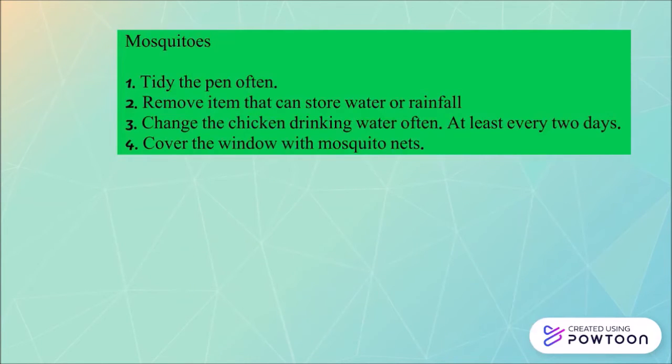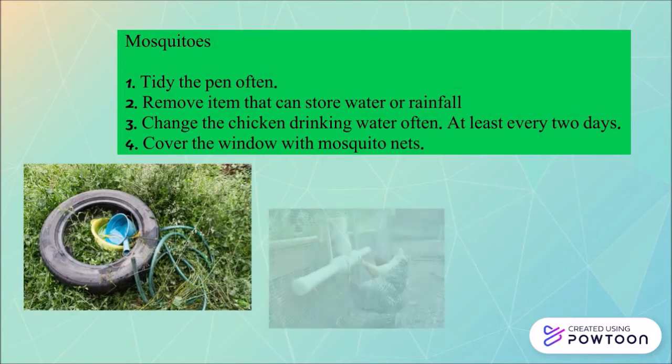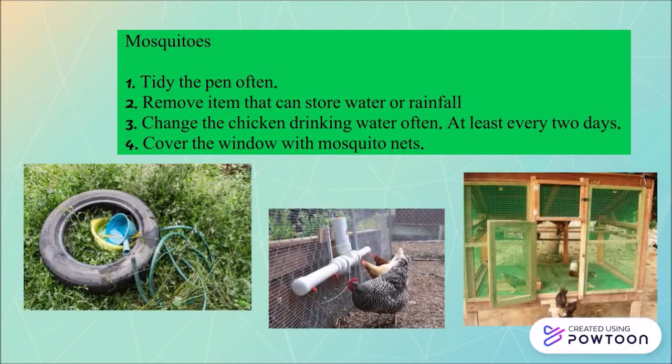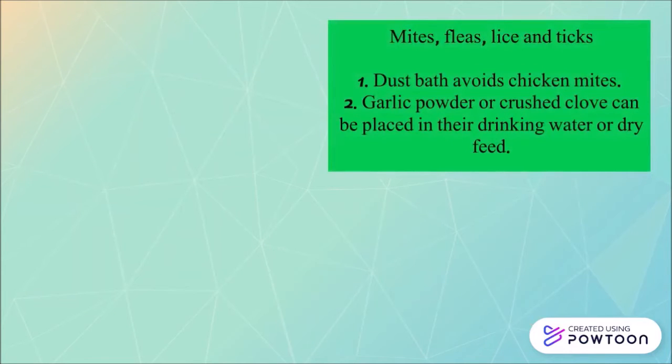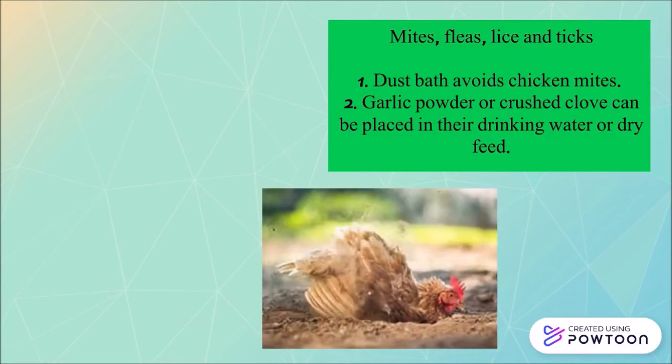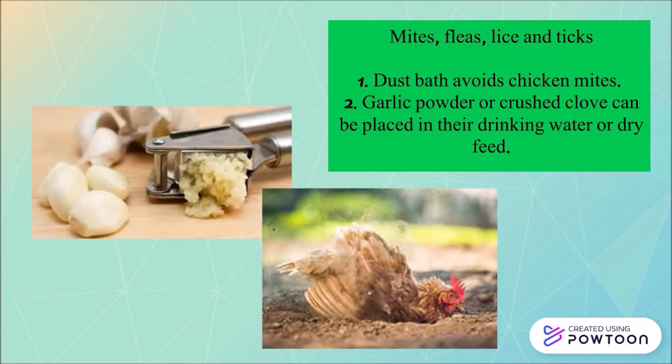While for the vector mosquitoes, we should tidy the pen often, remove items that can store water, and change the drinking water of the birds often. The most important prevention is to cover the windows of the pen with mosquito nets. All this avoids the presence of mosquitoes. Next, for the vector mites, fleas, lice, and ticks, a dust bath for the birds is very important. Garlic powder or crushed cloves can be placed in their drinking water or their feed. This is one of the remedies to avoid the insects being present.